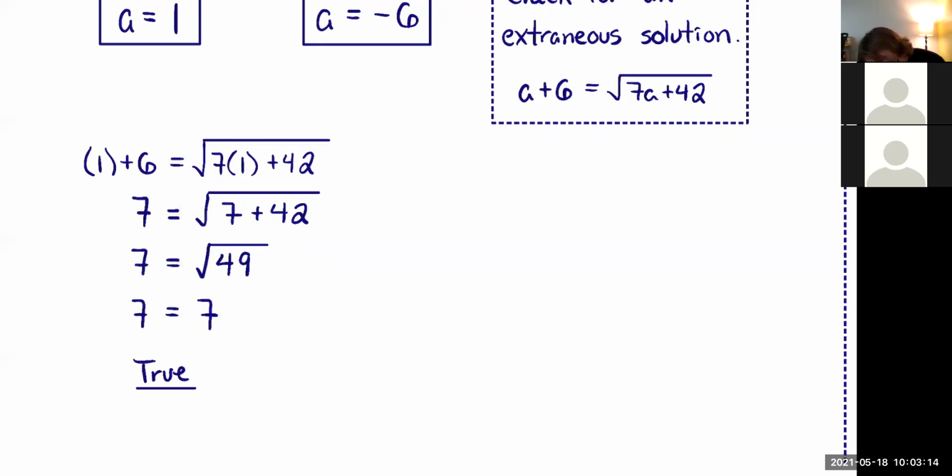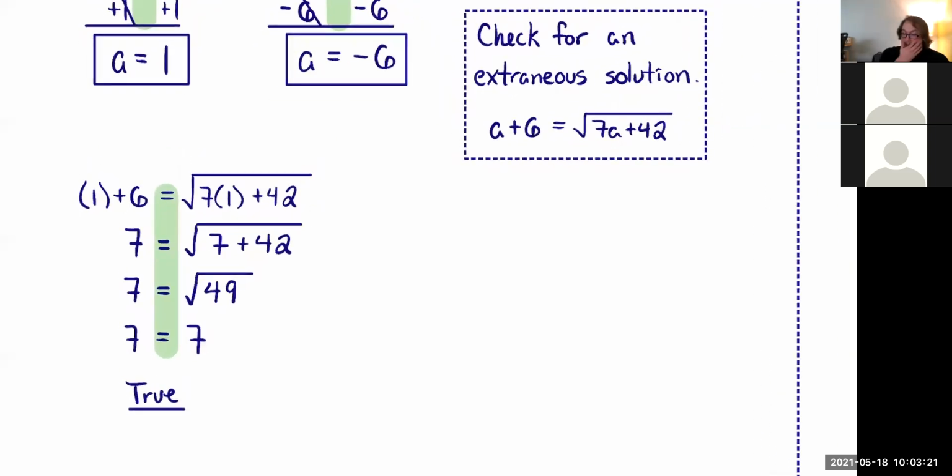So let me ask you this. Is 1 a solution? Yep. Now that means there's potential that -6 may not be a solution. But there's only one way to tell, and that is to drop it into this problem. So same thing. (-6) plus 6 equals the square root of 7 times (-6) plus 42.